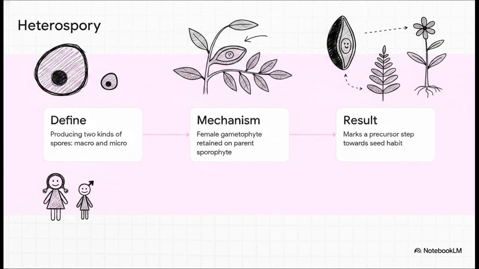Because of this specific differentiation, the megaspore can germinate and the resulting female gametophyte can actually be retained on the parent sporophyte. This means the zygote develops into an embryo in a protected, stable environment. Ultimately, this specific mechanism is exactly why heterospory is considered the vital precursor step towards the evolution of the seed habit. Plants like Selaginella literally paved the way for modern seeds.